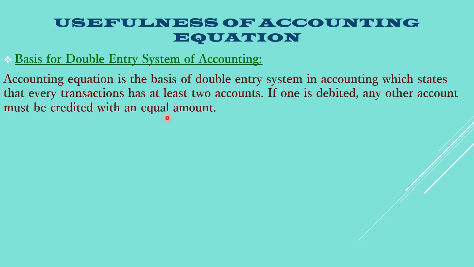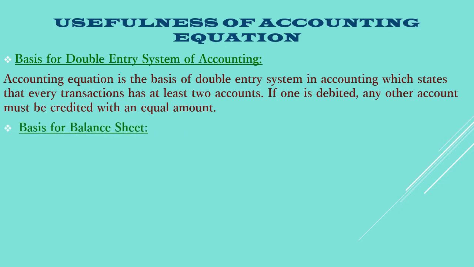Okay, but we'll write bike 60,000, and with the equal amount we will write to cash. On the credit we'll write 60,000. So there are two accounts, bike and cash, both will be credited and debited with an equal amount.